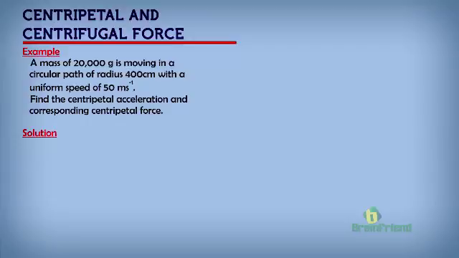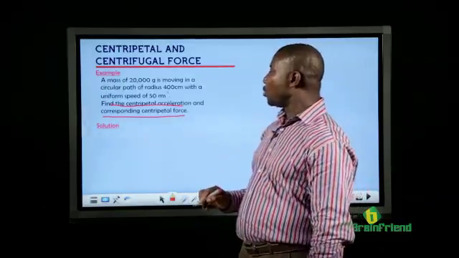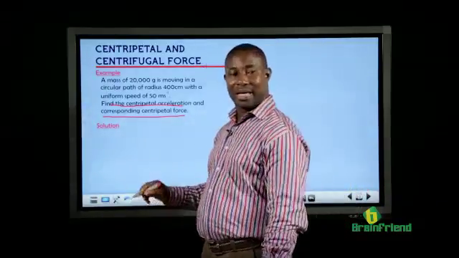First of all, this example says a mass of 20,000 grams is moving in a circular path of radius 400 centimeters with a uniform speed of 50 meters per second. Now we're to find the centripetal acceleration and the corresponding centripetal force. Now, first of all, we're going to look at the items that we have been given. We have been given the mass.